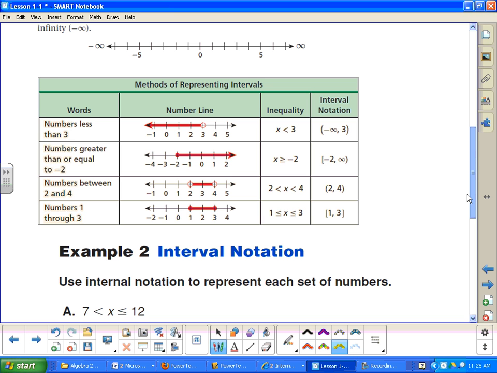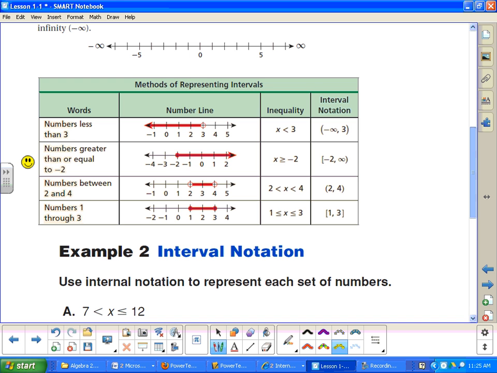Okay. Now look at the second part here. Numbers greater than or equal to -2. Because it includes -2, because it's equal, we put a solid dot, arrow going to the right. As an inequality, we'll say x is greater than or equal to -2. And then in interval notation, we'll have a bracket next to the -2 because it includes -2. And then comma, infinity, and then parenthesis. Now, is infinity an exact number? No, it's not. So that will always be a parenthesis for infinity because it's not exact.